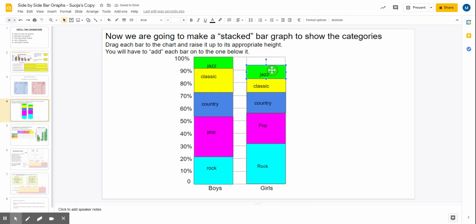One of my bars is off on the boys. You guys can see if you can find it. I don't want to take the time on the video. All right, so then you can just look and be like, yeah, the rock really jumps out as more girls in rock, more boys in pop. I mean, classic, I think must be the one that I goofed up. I probably did classic a little too much, but more boys did like classic music than girls. All right, so that's the side-by-side bar graph and the stacked bar graph.